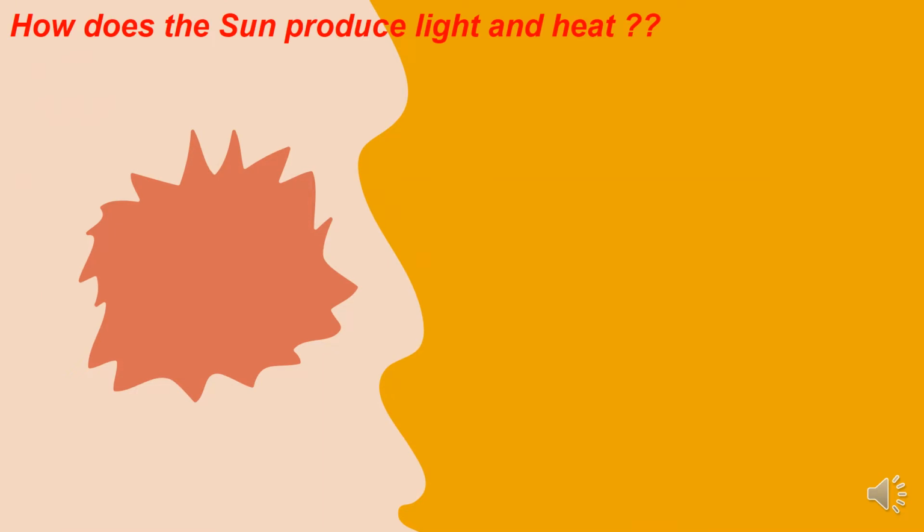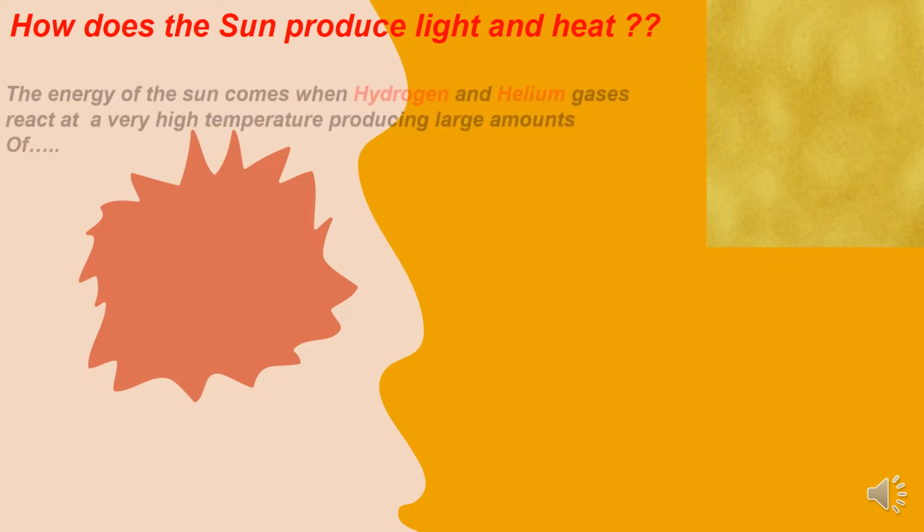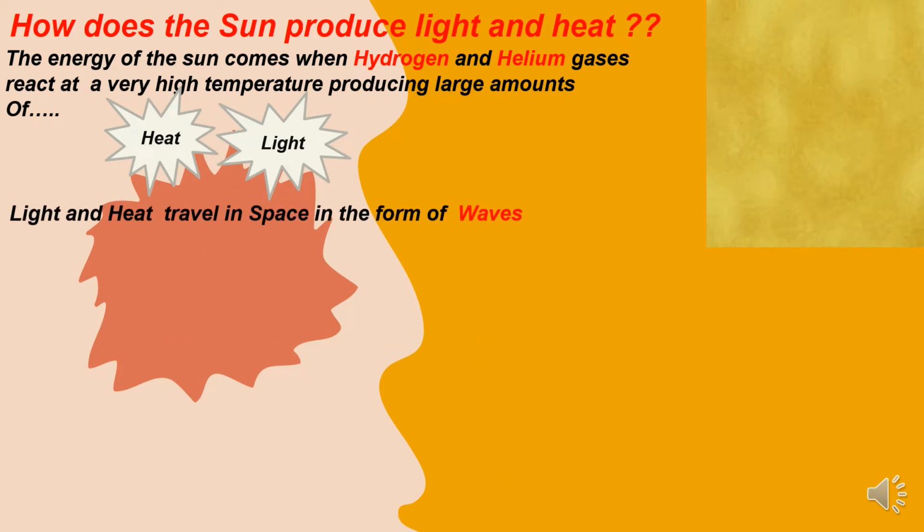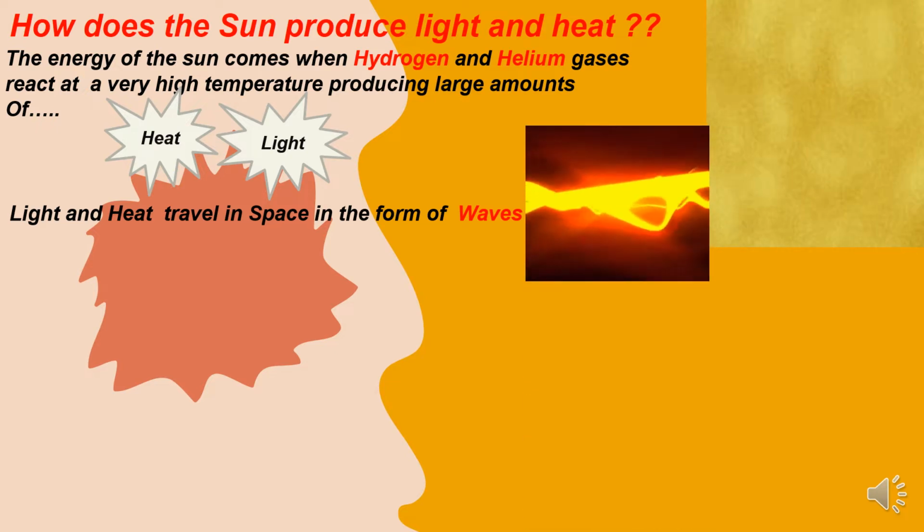Now, grade 4, let's learn how the sun produces light and heat. The light energy of the sun comes when hydrogen and helium gases react at very high temperature to produce large amounts of, say with me, grade 4, heat and light. So the light and heat travel in space in the form of waves, as we took in the first semester.